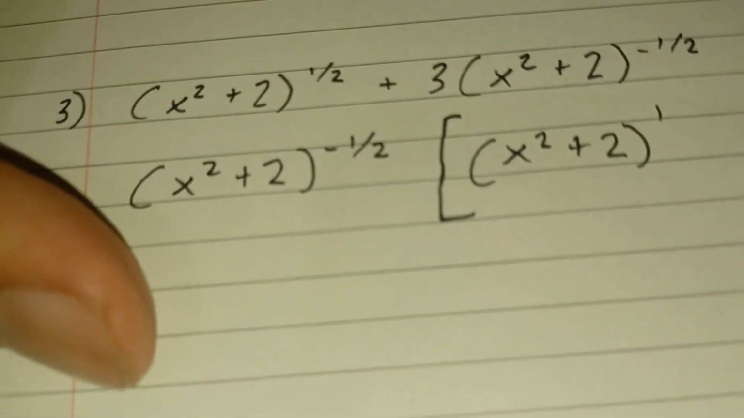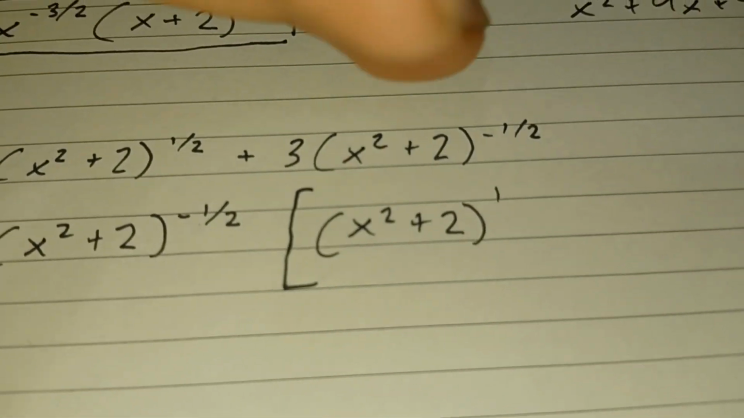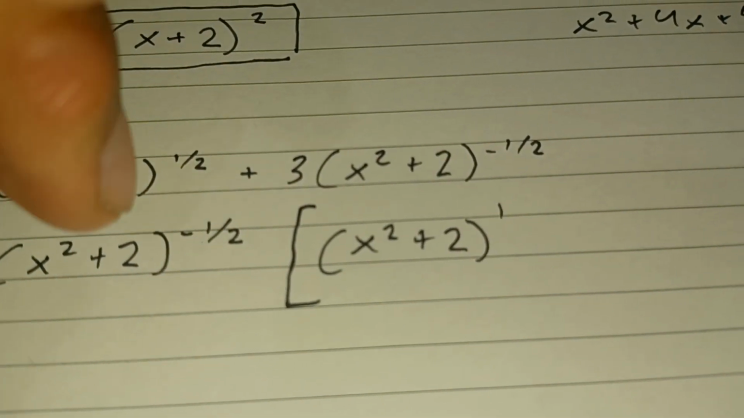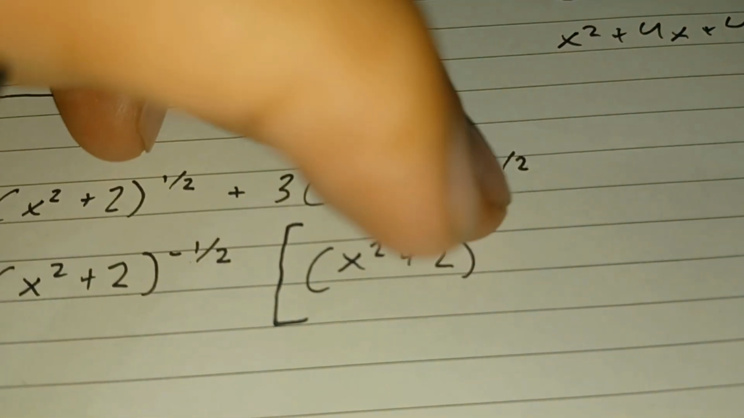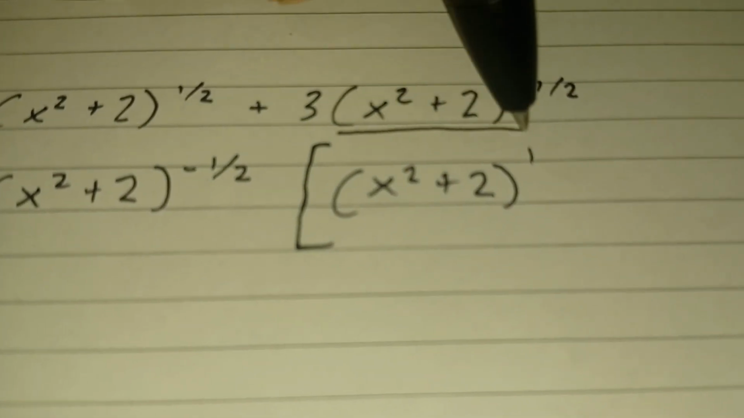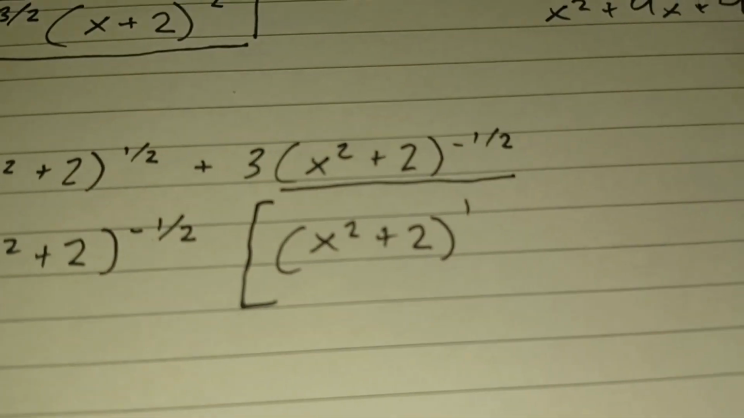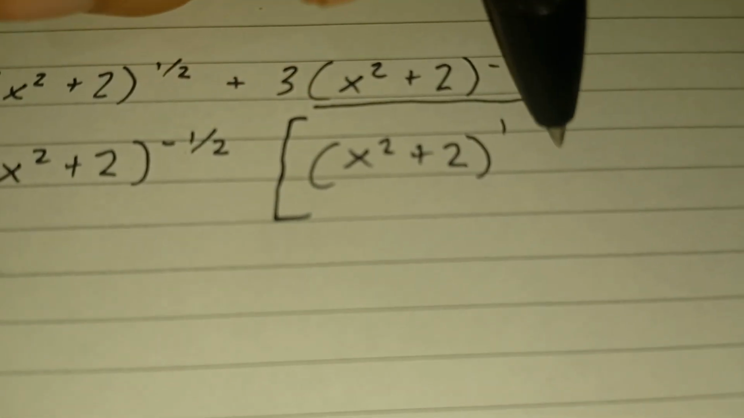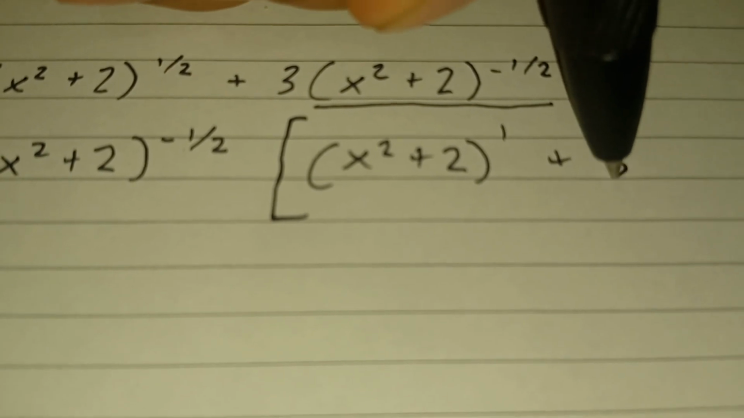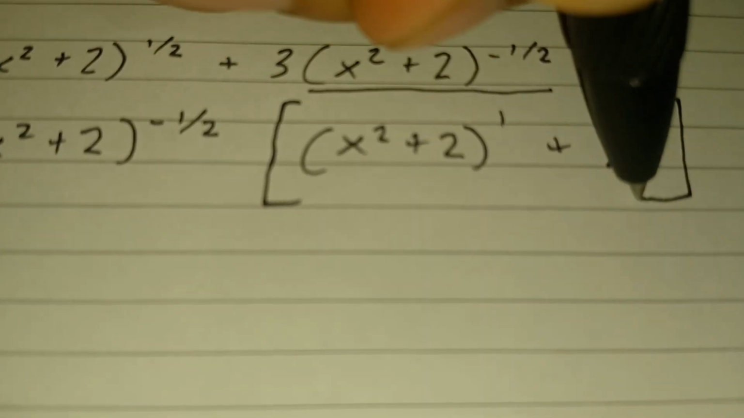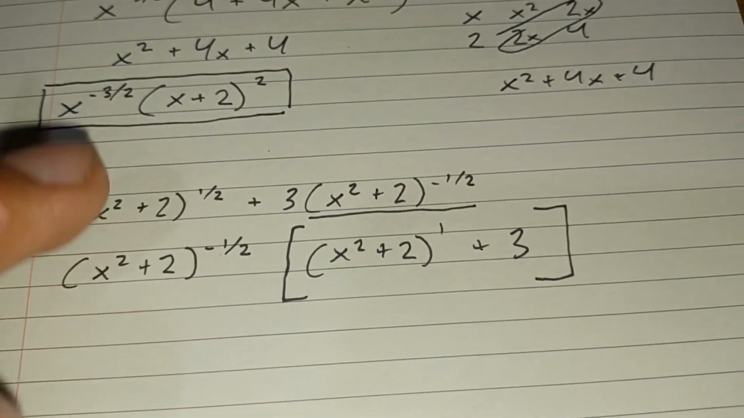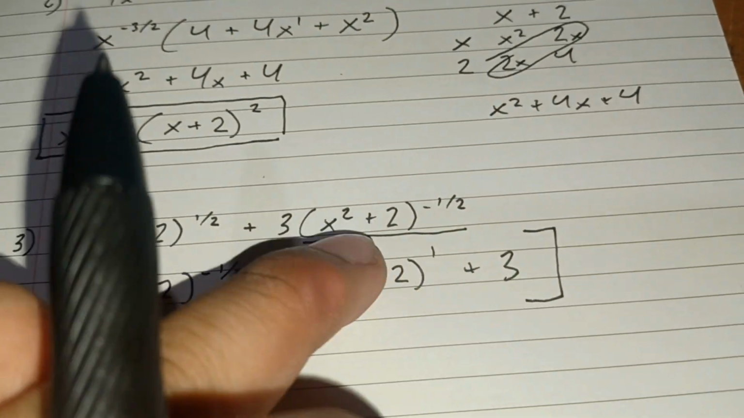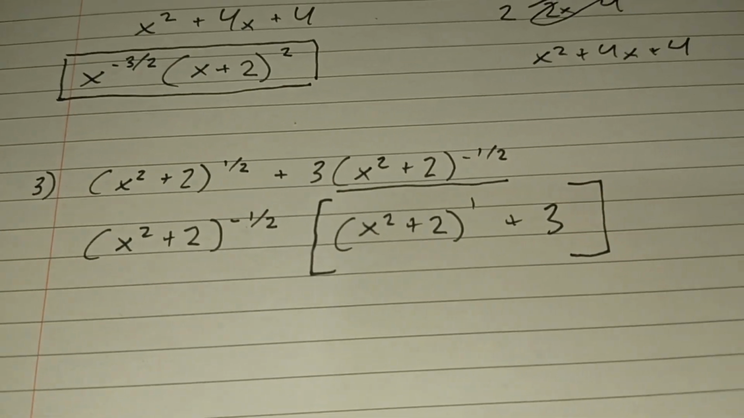And now, when we take out an x squared plus 2 to the negative 1 half power from here, we're basically taking this whole piece out. We're basically taking that out. So we're only going to be left with a 3. And of course, you need the plus sign and the 3. Close brackets, because this times this is going to give you that, and this times the 3 is going to give you that. So that is how you do that.